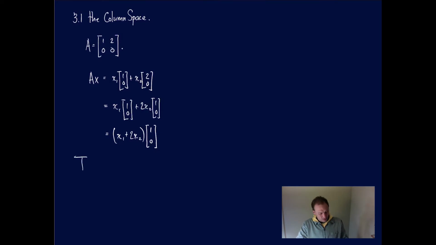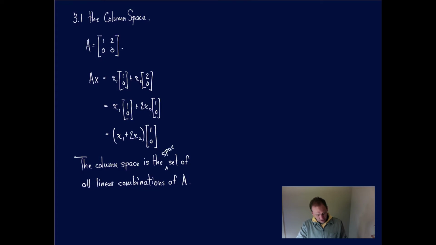So let's write that. The column space is, and we'll define it a couple ways, the set of all linear combinations of the columns of A. Actually, it is the set, but it's also the space and the set.